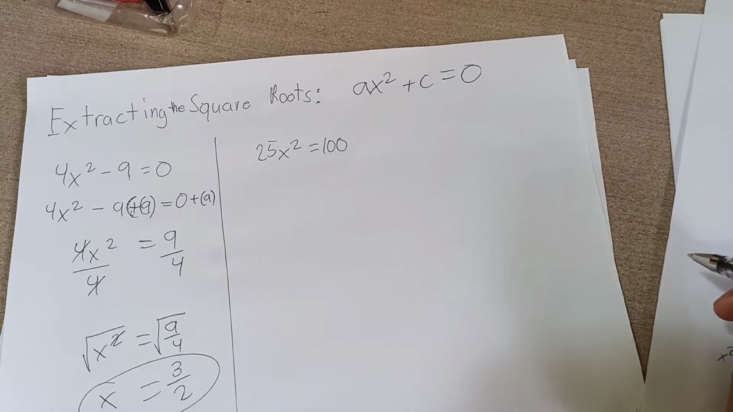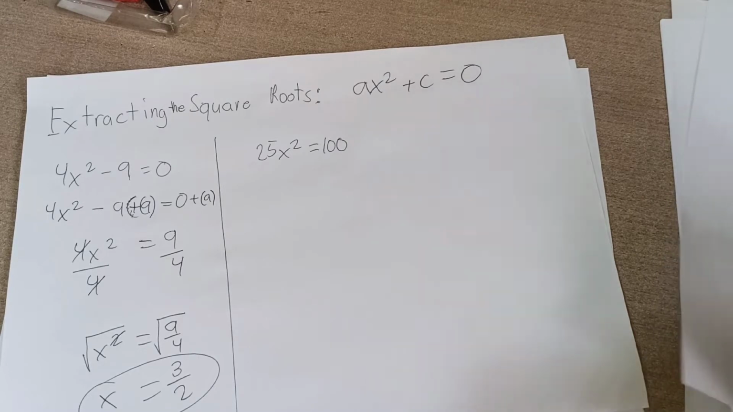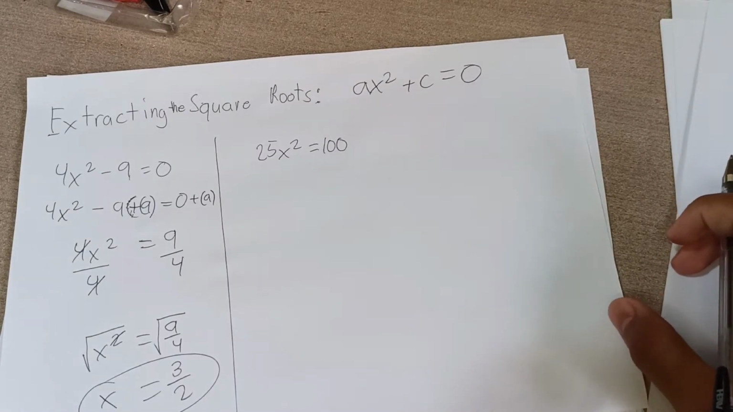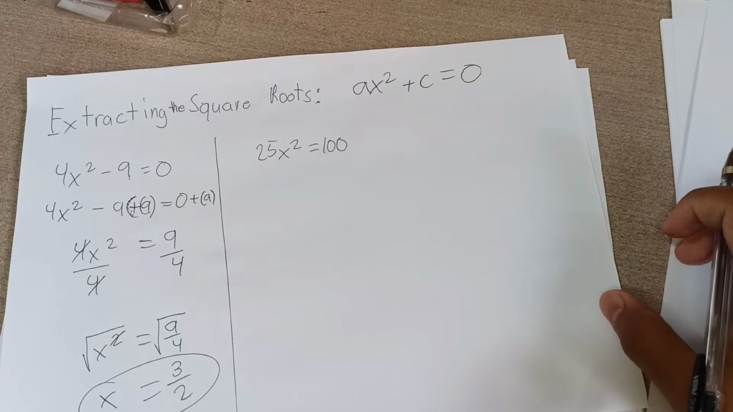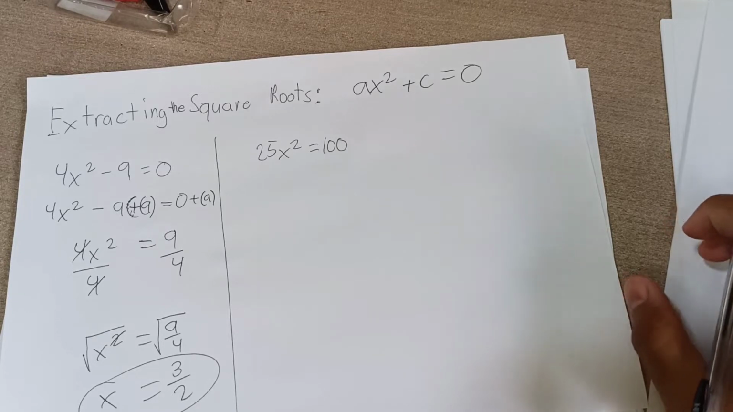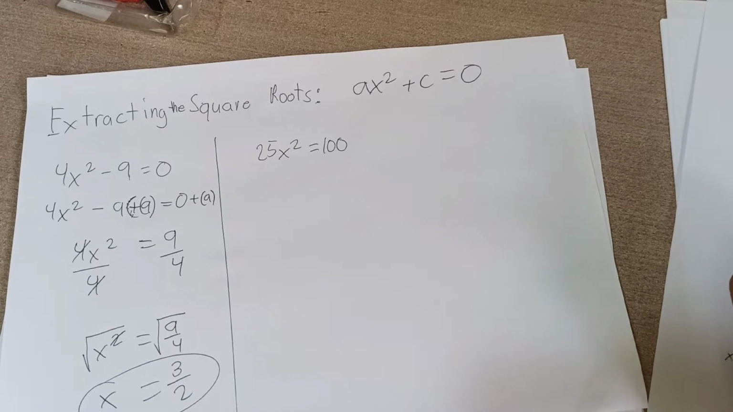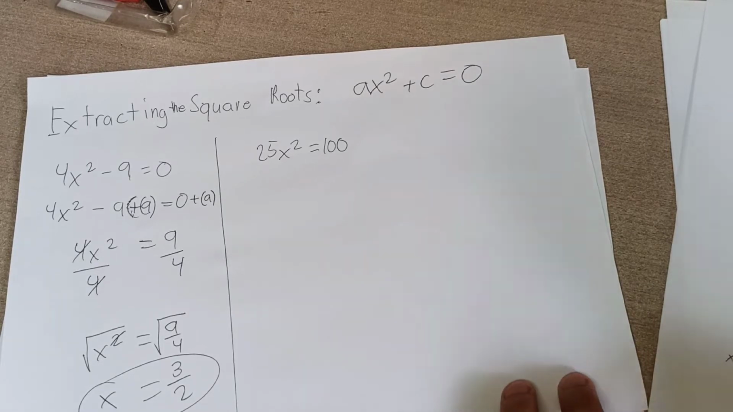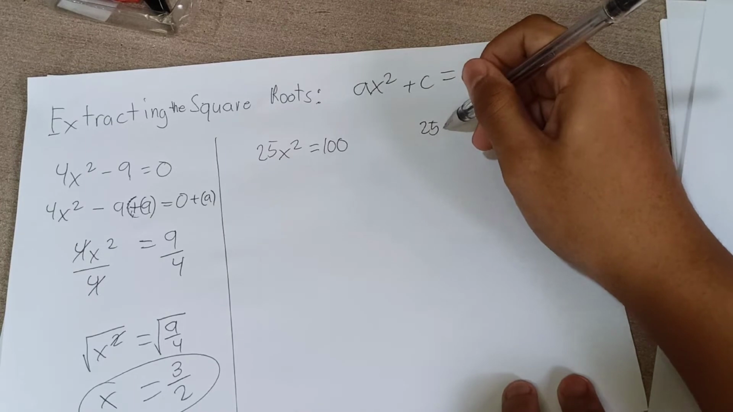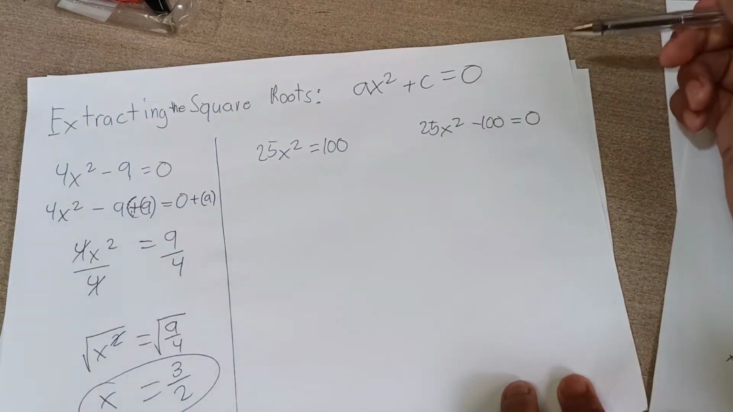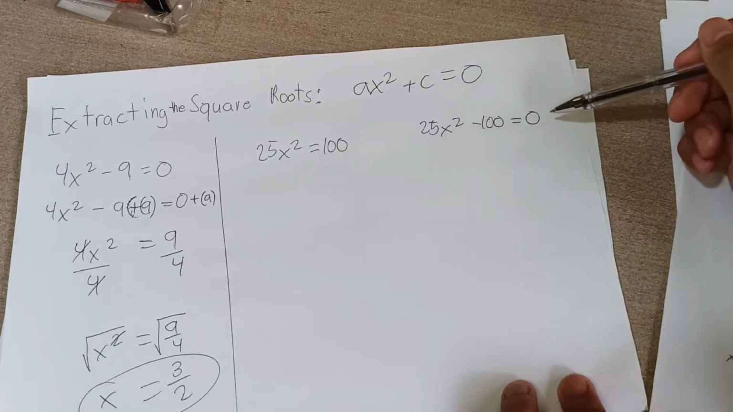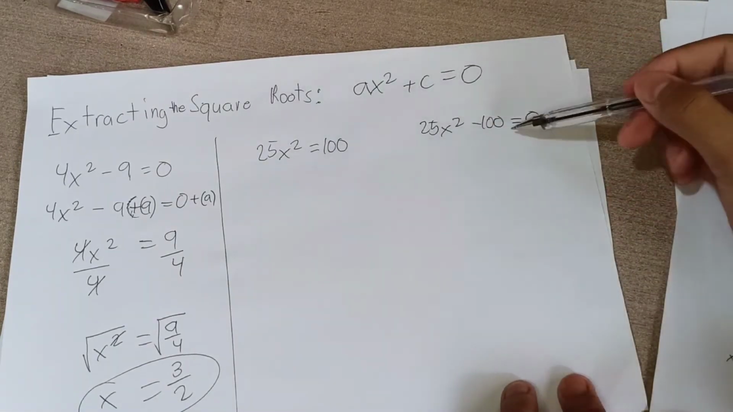Now let's proceed to our second equation: 25x squared equals 100. It doesn't seem that its form is ax squared plus c equals 0 because our c is now on the right side, replacing the 0. If we convert it to our proper form, the equation will be 25x squared minus 100 equals 0 because we subtracted 100 on both sides, making the right side 0 and the left side have a negative 100.